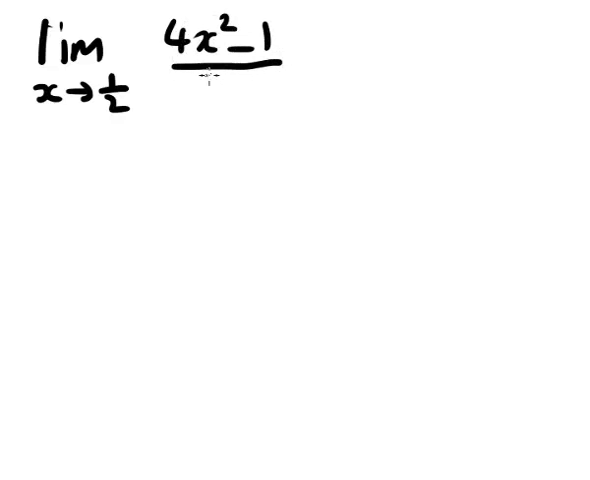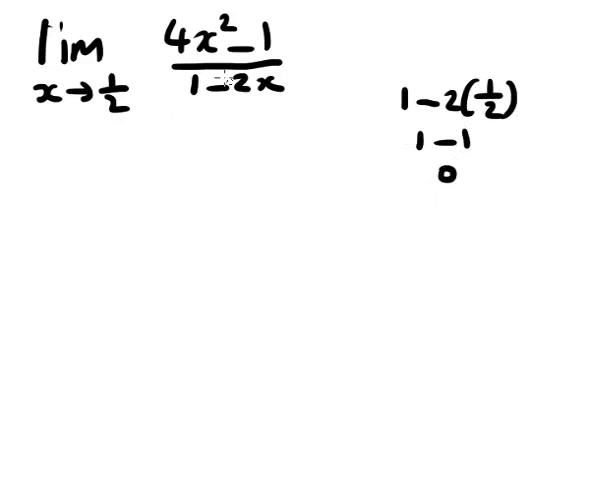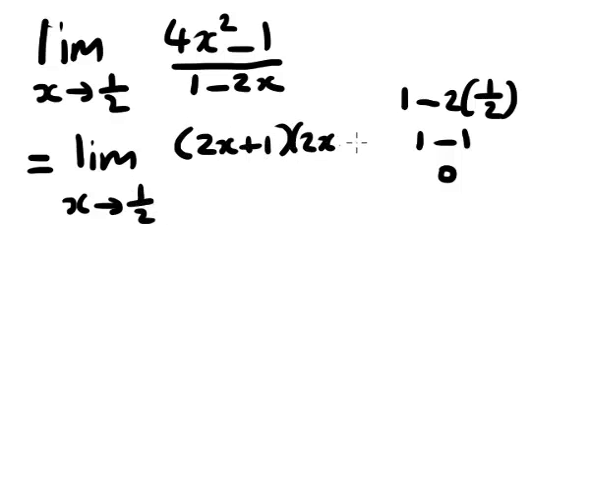determine this limit. The limit as x approaches a half of 4x squared minus 1 all over 1 minus 2x. Now if you put a half into the bottom here, you're going to have 1 minus 2 times a half, which is 1 minus 1, which is 0. There's 0 at the bottom, so we've got to factorize. So how do we do that? We keep the limit as x approaches a half. Difference of 2 squares on top, no problem.